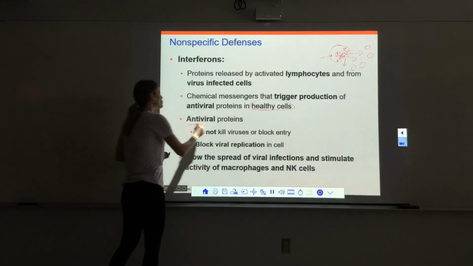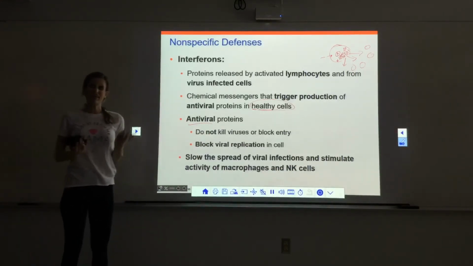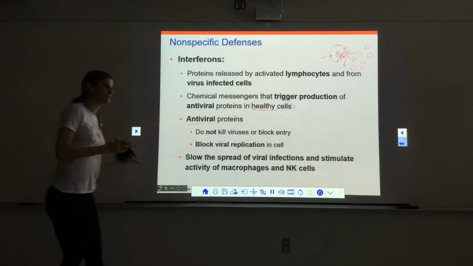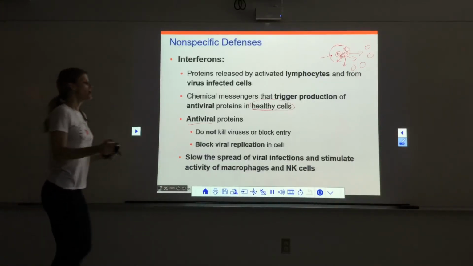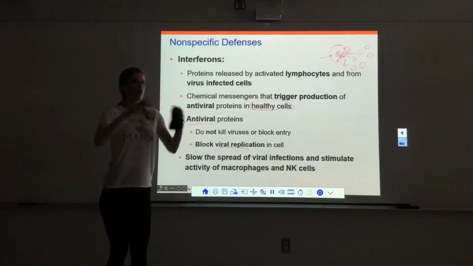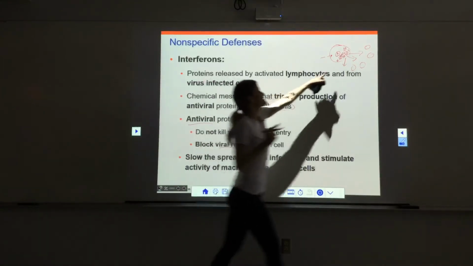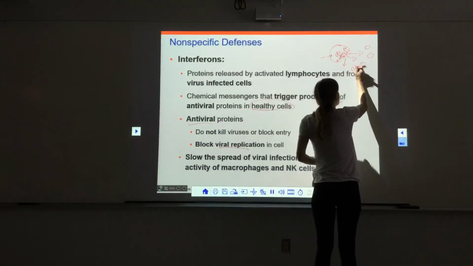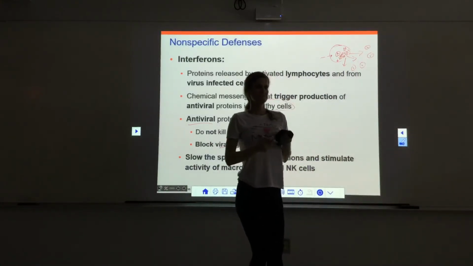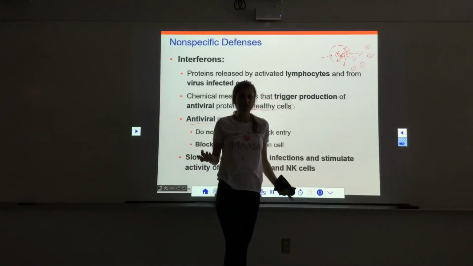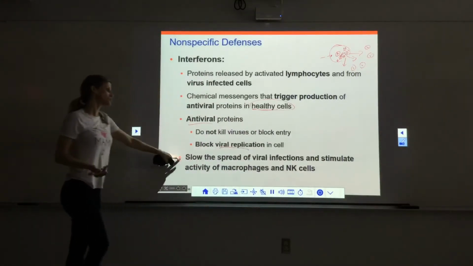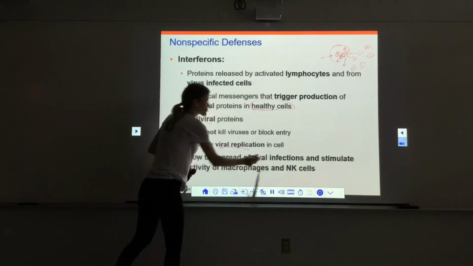So these antiviral proteins, what they do, they don't actually kill the virus. They can't stop it from getting into the cell. They don't actually get rid of it, but they stop it from replicating. Okay, so all of those neighboring cells, the virus can get in them, but that's it. And that's really not a big deal. It can't replicate, so it can't keep spreading. So the antiviral proteins will slow the spread of infection.